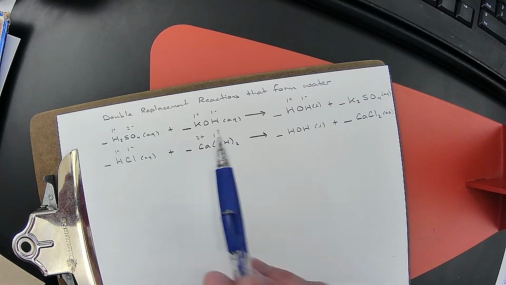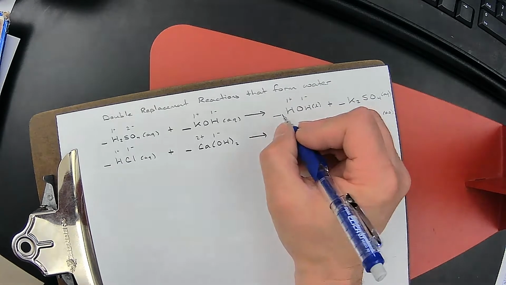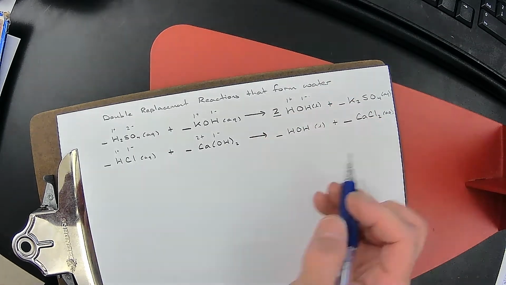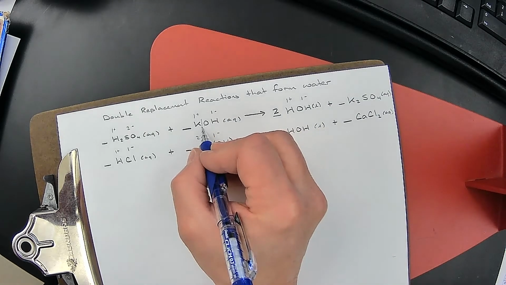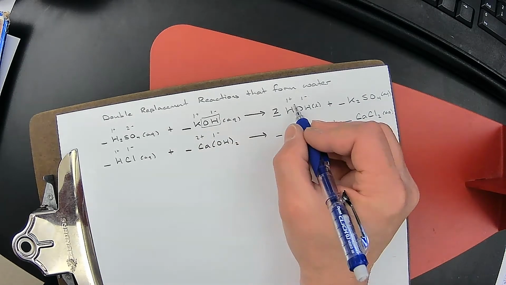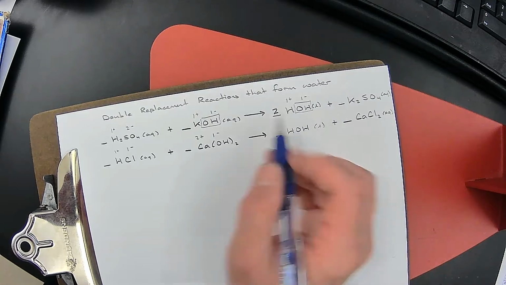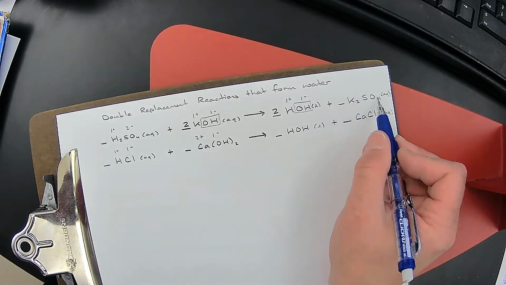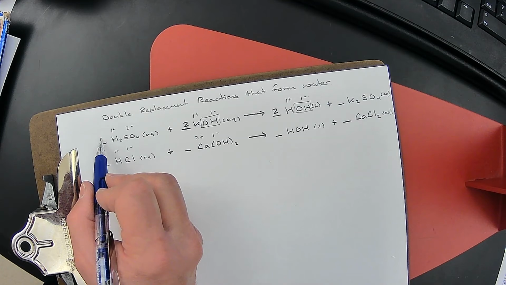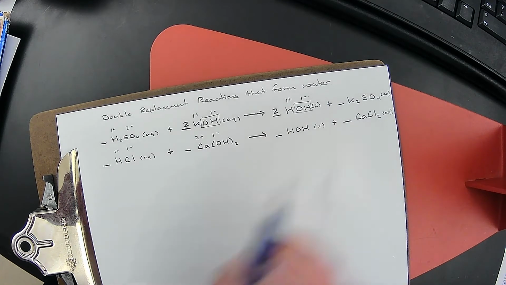We have two H's there, so we need to put a 2 right here. And we also now have two OH groups. In balancing these, I would keep the OHs together as a group. So then I'd put a 2 right there. So now I have 2 Ks and 2 Ks. And now everything's balanced. 1, 2, 2, 1.